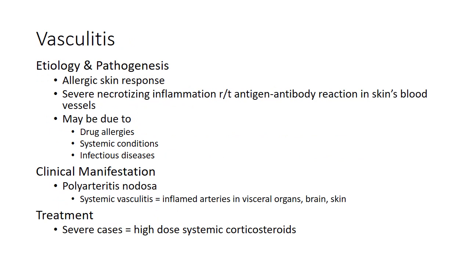Vasculitis is caused by an antigen-antibody reaction in the blood vessels of the skin. So it's not the blood vessels that bring the blood around your body, it's the ones in the skin. And it leads to severe necrotizing inflammation. There are underlying conditions like drug allergies, systemic conditions, and infectious diseases that can contribute, infectious diseases like hepatitis B, for example. The vasculitis can damage the skin, the brain, and your visceral organs. When it does all that, it's called systemic vasculitis. We treat with high doses of systemic corticosteroids.